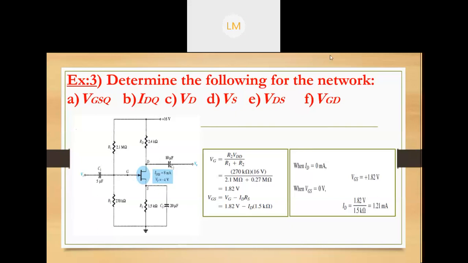VS is 3.6 volts. Yeah, that is correct. Even Sayan has given the same answer. Okay, VD is 10.24 volts. Sayan has given that answer. Now, tell me the answer for VDS and VGD. VDS is 6.64 volts. Okay.